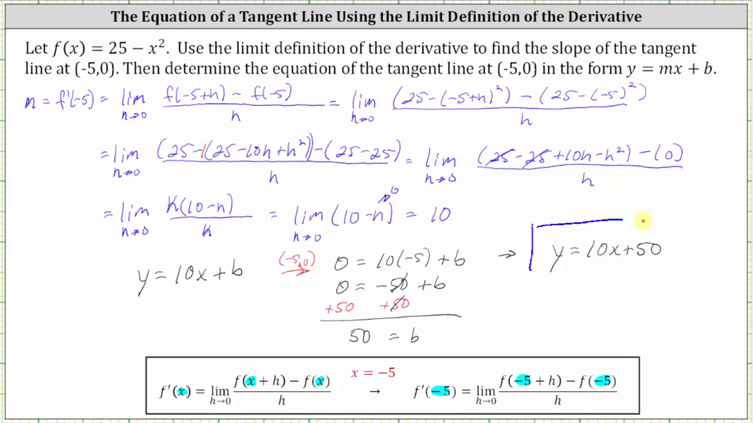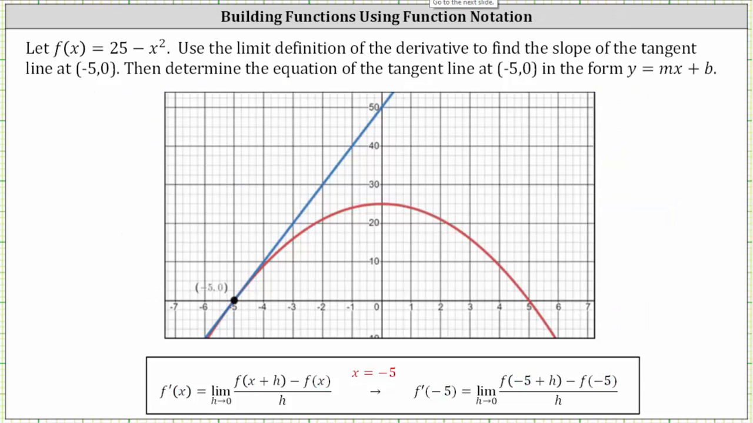And before we go, let's verify this graphically. The graph of the original function f of x equals 25 minus x squared is graphed in red. The tangent line y equals 10x plus 50 is graphed here in blue. Notice how the blue line is tangent to the red curve at negative 5 comma 0, verifying our work is correct.